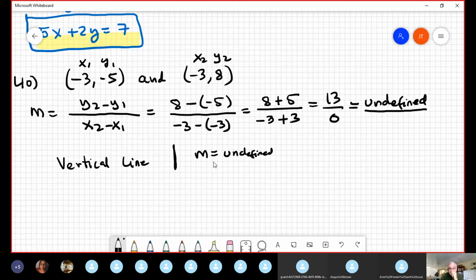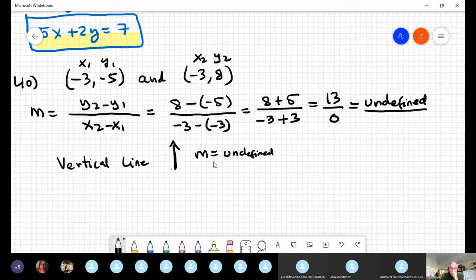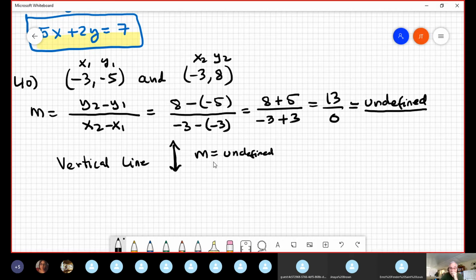This is a special case. This is a vertical line. If it is a horizontal line, that is another example. It's totally flat, like that, and the slope is 0. But this is not the case now. We are doing one example in which we discover the slope is undefined. Therefore, immediately I know it's a vertical line.